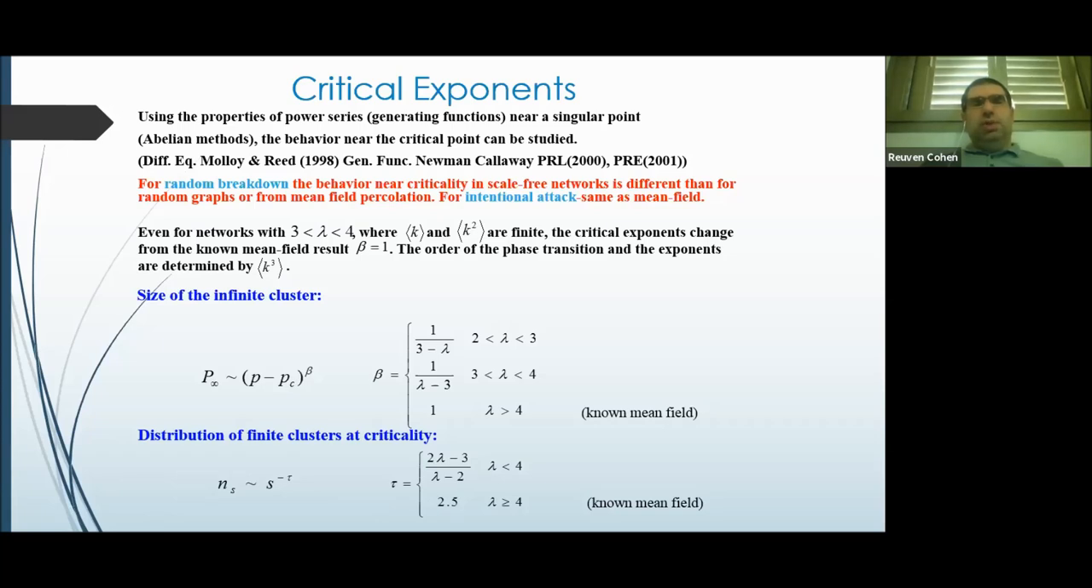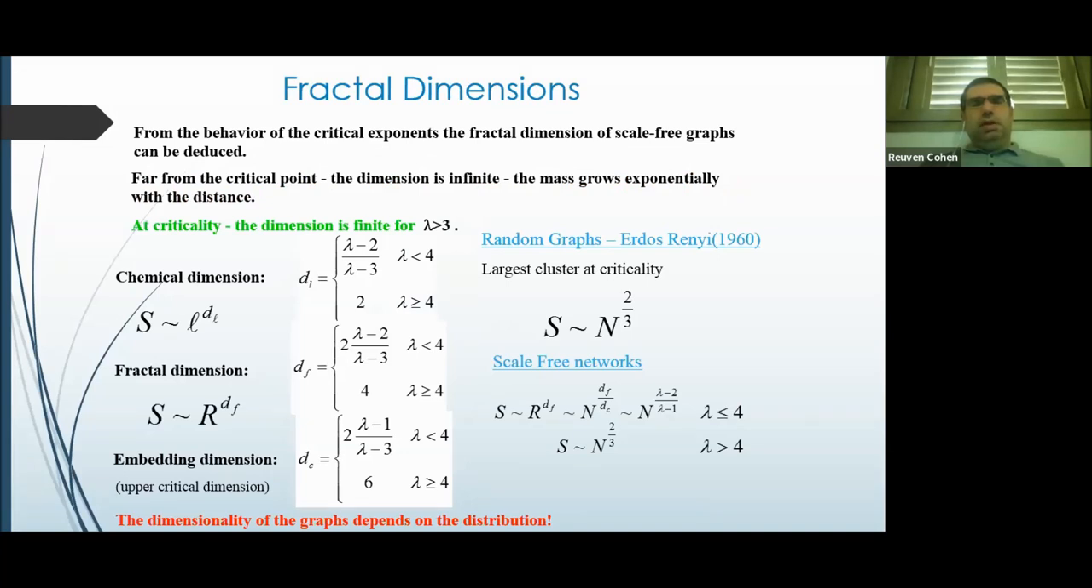Also, if we look at the distribution of the small components, again there is a mean field behavior which is well known. The number of components of size s behaves like s to the minus 2.5. However, again, this changes for different lambdas. And the behavior near the phase transition is also fractal. For instance, exactly at the critical point the size of the giant component behaves like n to the 2/3, whereas above the critical point it behaves like n, and below it is logarithmic in n. So there is a special fractal behavior exactly at the critical point.